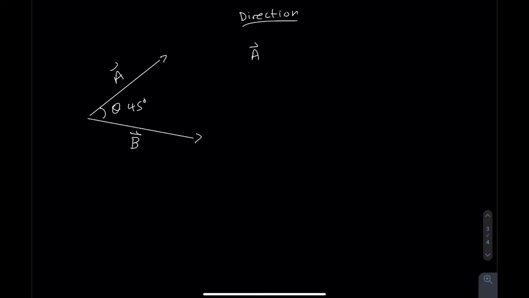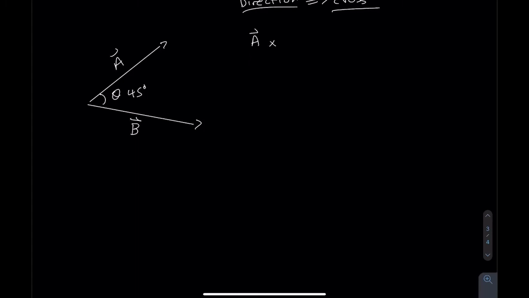So if a question asks you for the direction, we're going to have to use cross multiplication, because remember, direction is a vector quantity. Whenever we're asked for direction, we have to find a vector, and we can only find a vector if we use the cross product rule. So A cross B is going to be equal to the magnitude of A times the magnitude of B, multiplied by sine of angle theta.